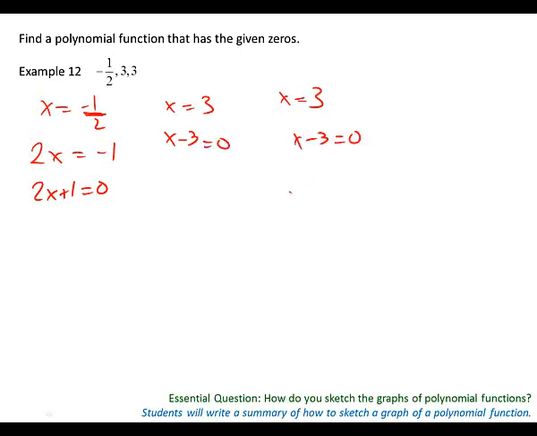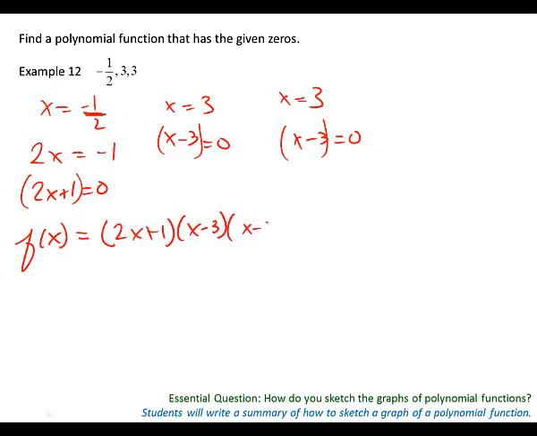I really don't need the equals 0 part at this point. Okay? But what I'm going to do next is I'm going to take all 3 of these factors and multiply them back together. I'm going to start writing it back into function notation. So I'm going to say f of x equals 2x plus 1 times x minus 3 times x minus 3.